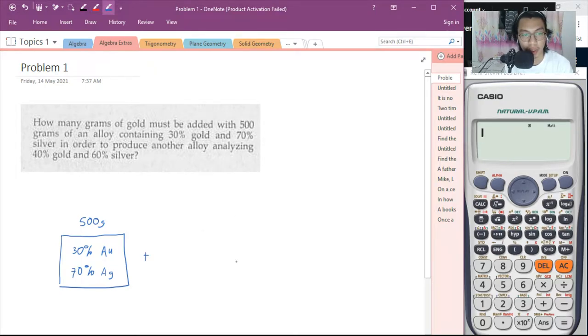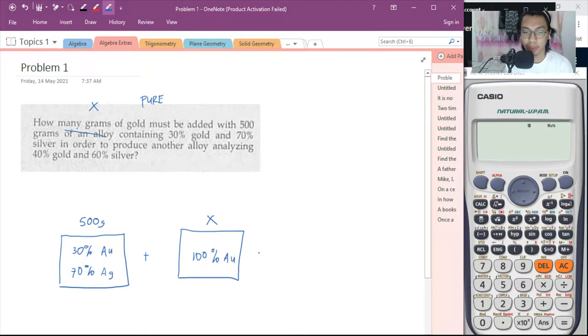Ngayon, magdadagdag ka daw nung how many grams. Ang problema, x ito. Hindi natin alam. So, dadagdagan mo yung mixture mo ng isa pang gold. Okay? x, that contains 100% gold. Bakit, sir, sinabing 100% gold? Kasi, how many grams of gold? So, this is pure. Okay?